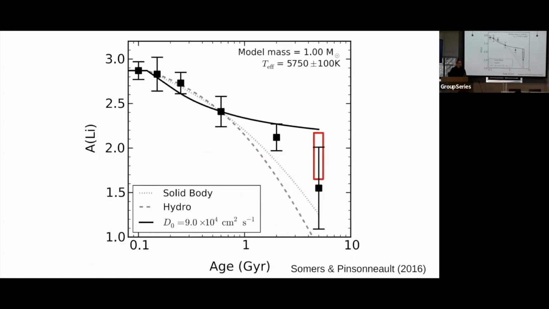And the nice thing is, if you're interested in mixing, which should be related to rotation in some of these regimes, these models that couple the core and the envelope over time actually give you a better match to some of the mixing diagnostic signatures like lithium in young clusters.